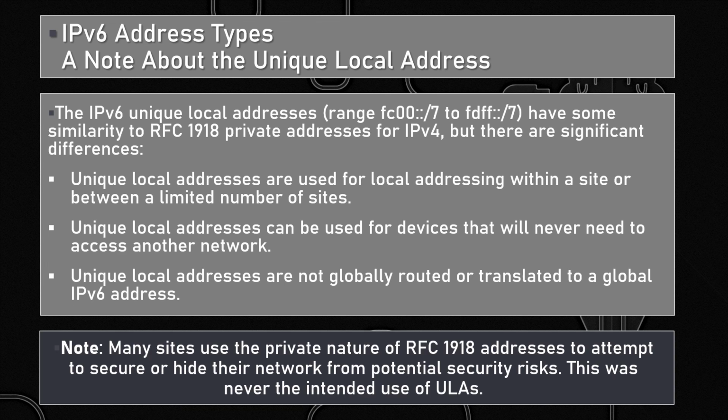Unique locals are not globally routed or translated to a global IPv6. Many sites use the nature of RFC 1918 to hide or secure their network from potential security risks. This was never the idea behind ULAs, but they are there, so just bear in mind that the implementation in this way is not considered standard practice.